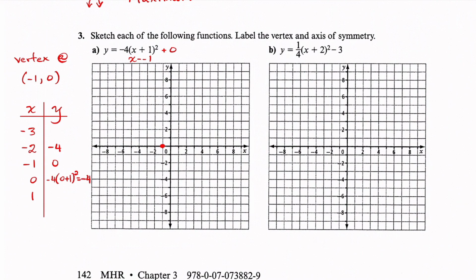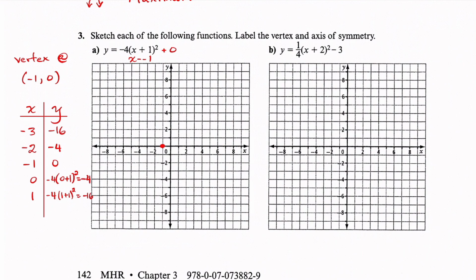Okay, so both of those points we know. Then going to 1, I'm going to fill in 1, so it's going to be 1 plus 1 squared. So inside the brackets, 1 plus 1 is 2, 2 squared is 4, 4 times -4 is -16. Okay, and then on the other side, -16 as well. So I got those points.